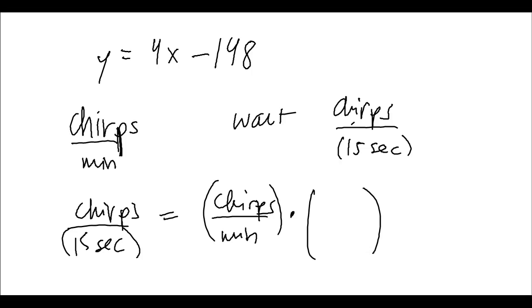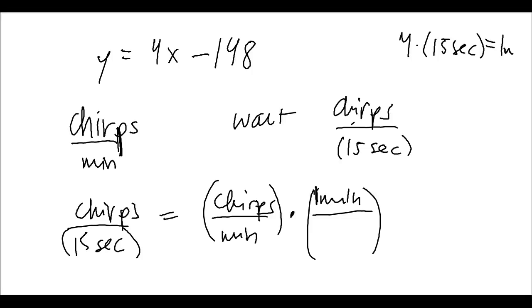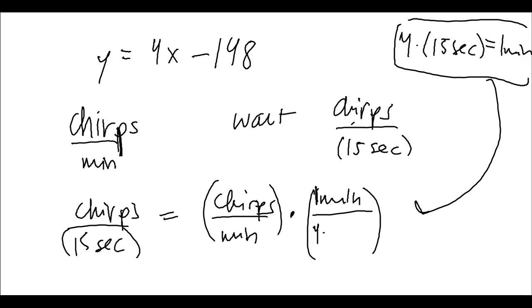times, and now I'm going to use a factor that relates how many 15 seconds are in 1 minute. So I'm going to put my minute up here. So 1 minute. And look, there are 4 15 seconds in 1 minute, right? So down here I'm going to put 4 times 15 seconds. And now look, let me highlight this in red. On this side of the equation, minutes cancels out, and I'm left with chirps per 15 seconds. The conversion factor is 1/4.